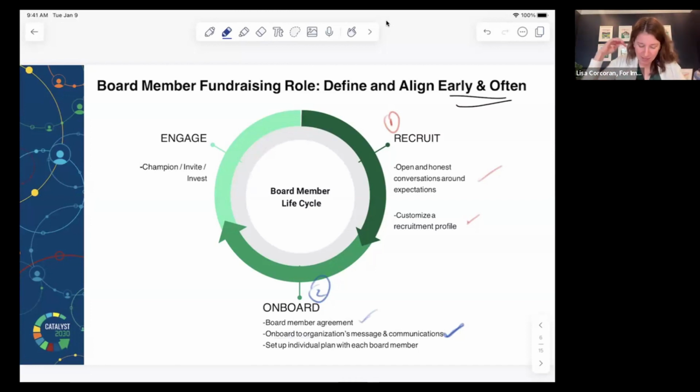Last but not least, in the onboarding phase, we want to set up an individual plan with each board member. All right. Some of you have maybe heard of this concept called the bystander effect. And I realize there's a lot of people in here, so I'm going to just talk through it rather than ask someone else to. I hope you don't mind.